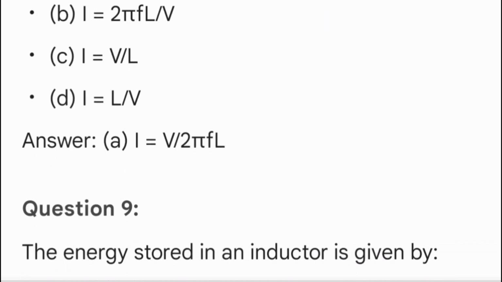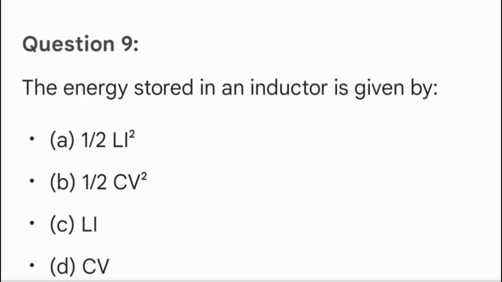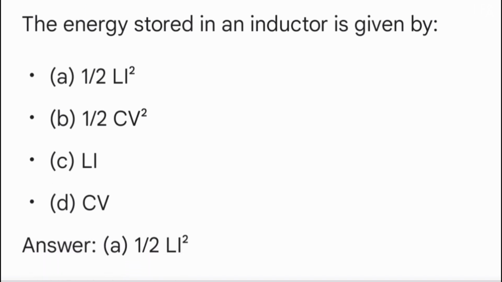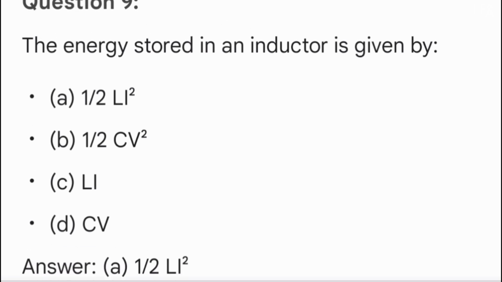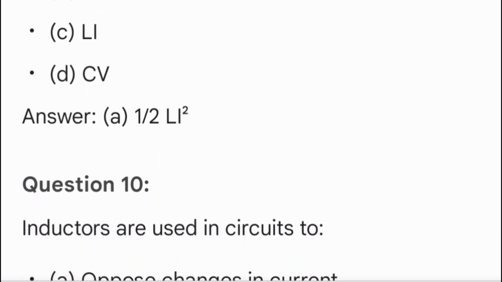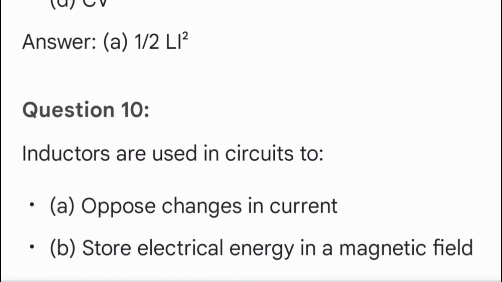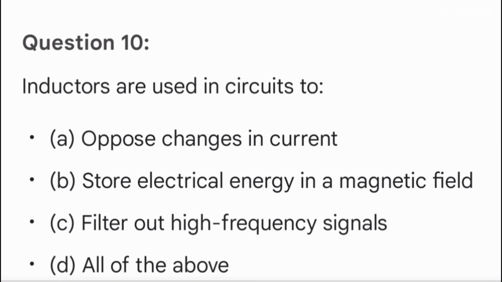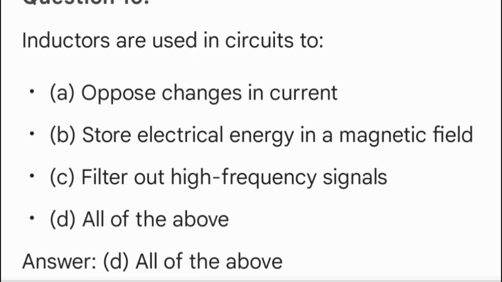Question 9. The energy stored in an inductor is given by A. 1/2 L I squared, B. 1/2 CV squared, C. LI, D. CV. Answer: A. 1/2 LI squared. Question 10. Inductors are used in circuits to A. oppose changes in current, B. store electrical energy in a magnetic field, C. filter out high-frequency signals, D. all of the above. Answer: D. all of the above. Would you like more?